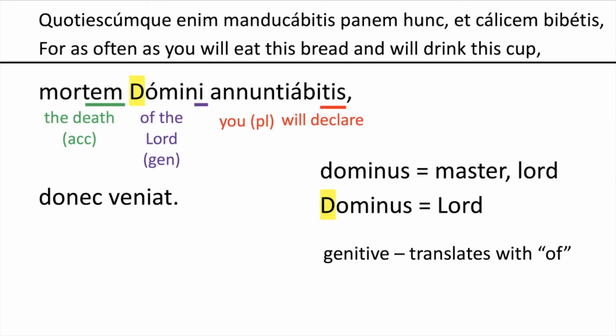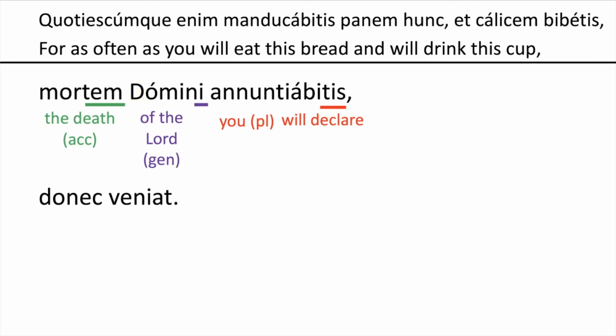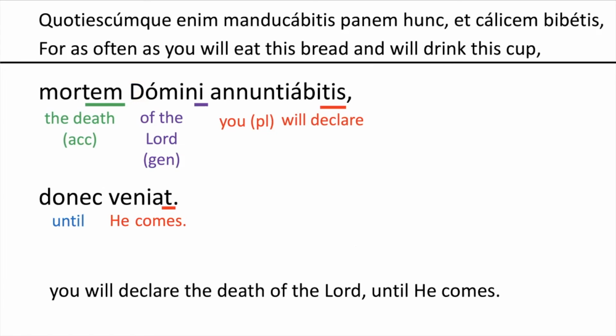Donec veniat. Donec simply means until. And veniat comes from the verb come. So this ends in a T, and so we know the subject is he, and we're actually referring to the Lord. So I'm going to capitalize the H in the word He. And He comes. So again, looking at this crazy word order, I'm going to rephrase this. So, you will declare the death of the Lord until He comes.